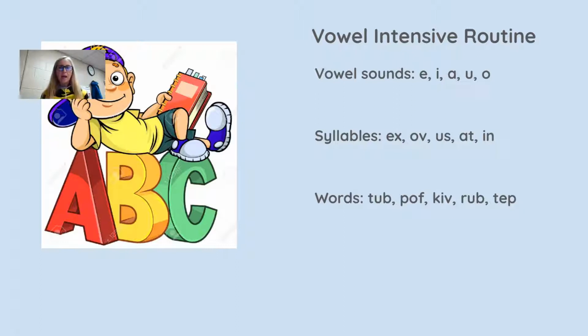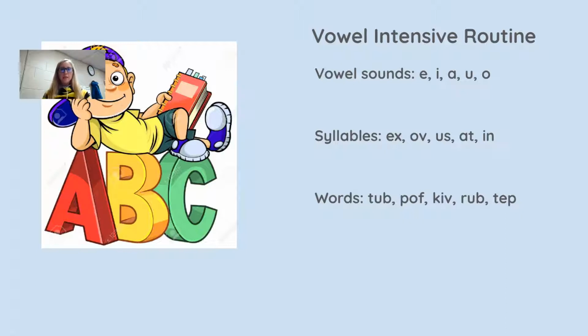Here we go. Eyes on me. The vowel sound is eh. Repeat. E says eh. Eyes on me. The sound is... Repeat. U says... Eyes on me. The vowel sound is ah. Repeat. A says ah. All right, let's move on to syllables.